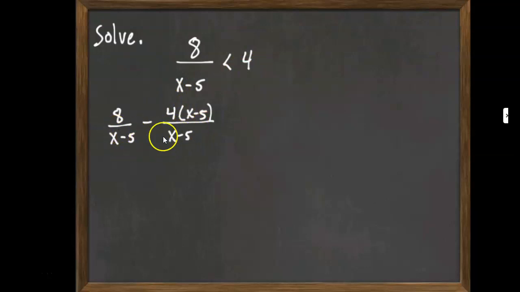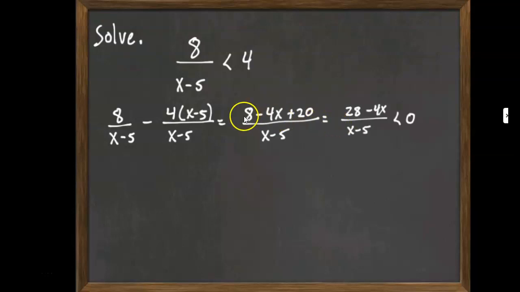Once I have my two fractions here, I can go ahead and put them together. At the top I'll have 8 minus 4 times x, which will be minus 4x. And then the minus also distributes times 5, which makes that plus 20. That'll all be over x minus 5. Then we continue, simplifying across the top and combining like terms. 8 and 20 would be 28, minus 4x, all over x minus 5. And now that's less than 0.